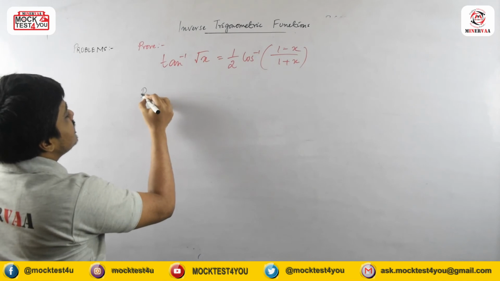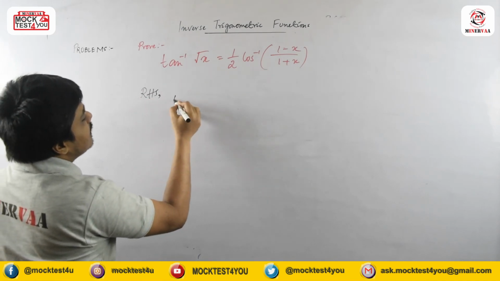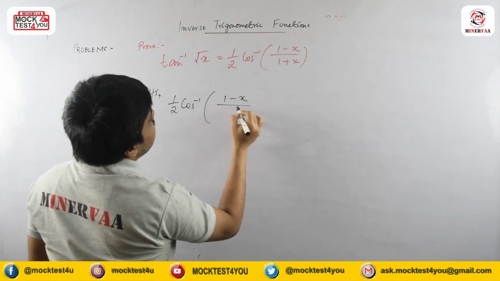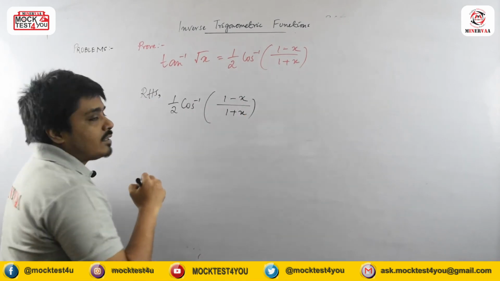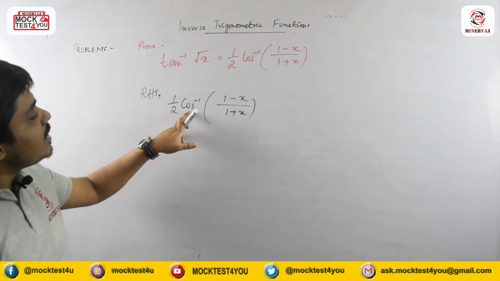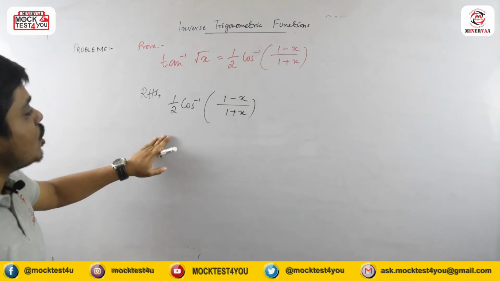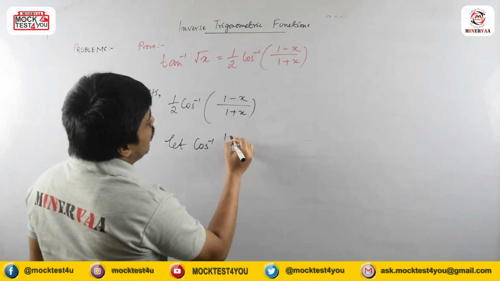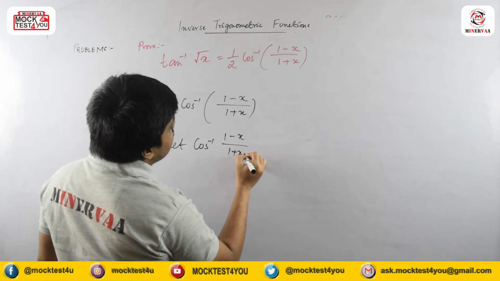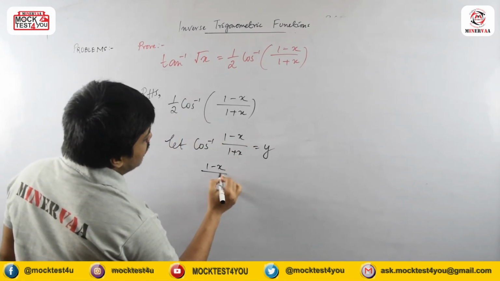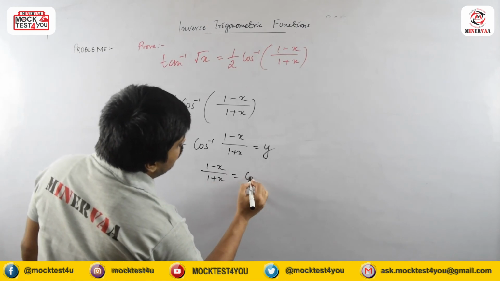So the right hand side is half of cos inverse (1 minus x) divided by (1 plus x), right? Now I see tan inverse in here, so let us try to get tan inverse. So what I will do is, let cos inverse (1 minus x) by (1 plus x) is equal to y. So it becomes (1 minus x) by (1 plus x) is equal to cos y.